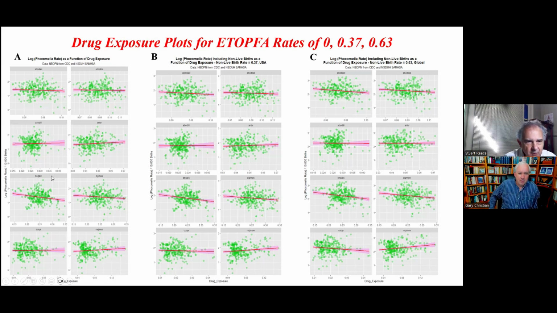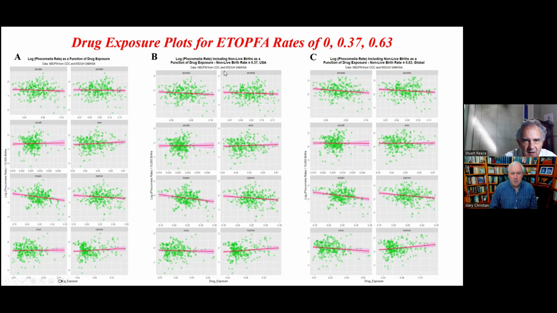That's it. Now this is the variables from the National Survey of Drug Use and Health conducted by SAMHSA and the US Department of Health and Human Services, looking at the rates of, this is the drug exposure here, and this is the rate of phocomelia as a function of the drug exposure. And if there's a strong relationship, you'd expect to see an upward sloping line. This is with no correction for ETOPFA in this column here. And you see most of these lines are pretty flat. Some of them go down. The one for analgesics goes up a little bit. And the one for cannabis is slightly upwards there, as you can see.